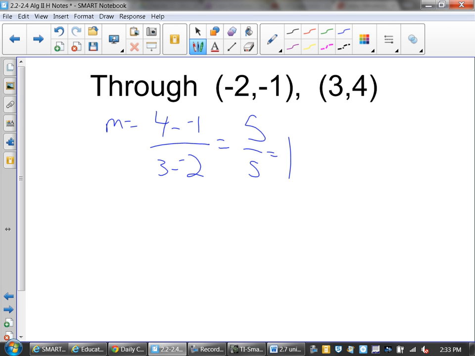So you got 1 for a slope, right? Yes. Okay. Now, does it matter which point you choose to use point slope with? No. It doesn't. You should get the exact same result. It makes absolutely no difference.